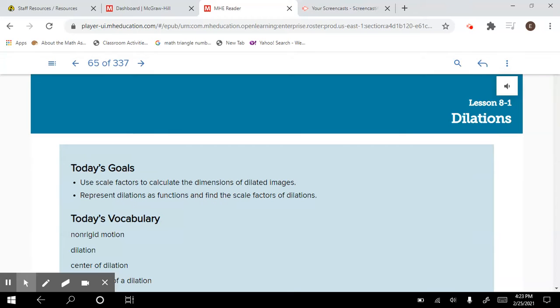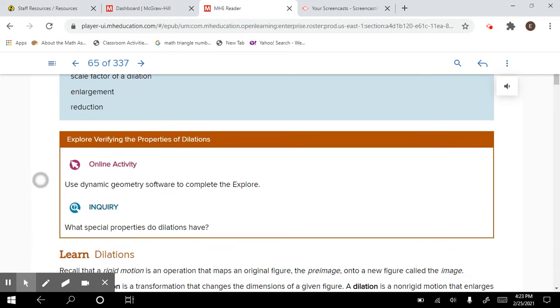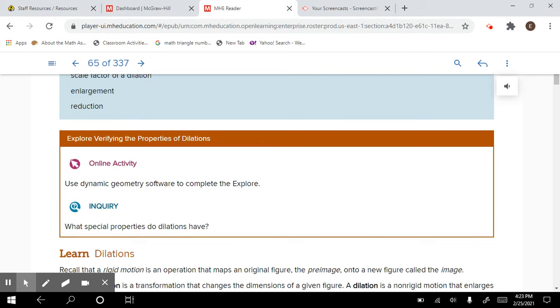So in 8.1, we're going to cover dilations. Dilation is basically when you have a shape that is the same dimensions or same proportions, but not the same size. So if I was to draw a dilation, it might look something like this.